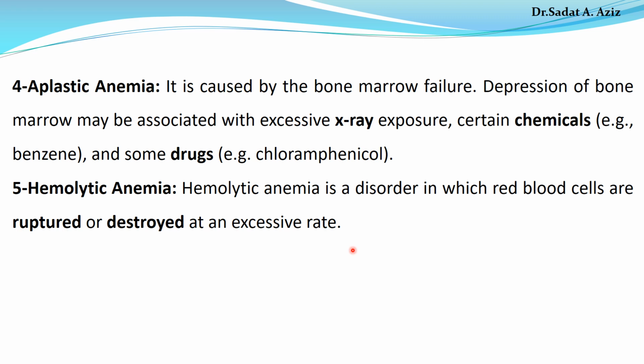So another type of anemia is called aplastic anemia, where the cause of the anemia is related to the bone marrow. This type of anemia is caused by bone marrow failure. So it means the bone marrow might not be able to produce the red blood cells, or the blood cells in general, as usual.